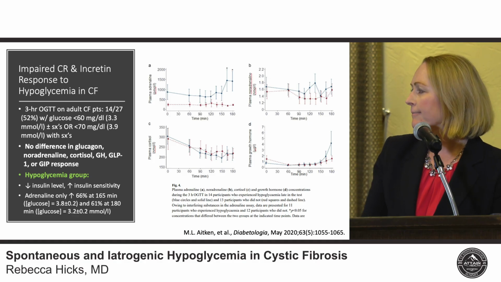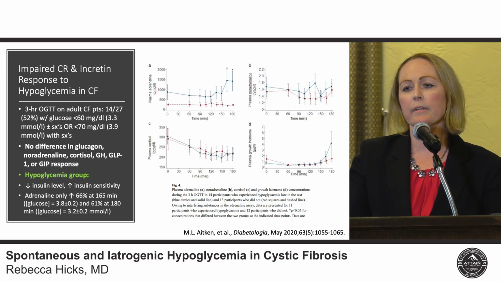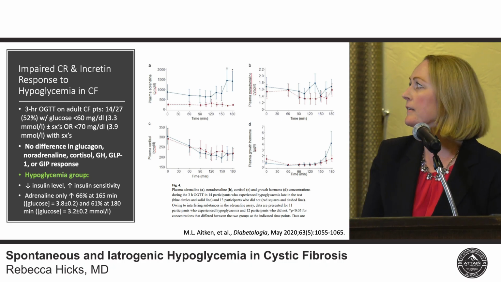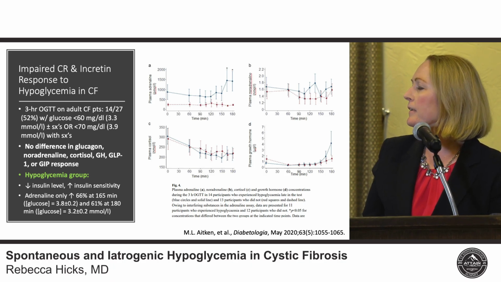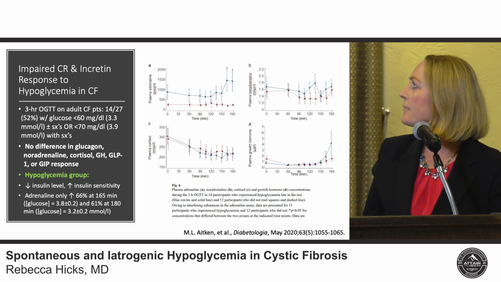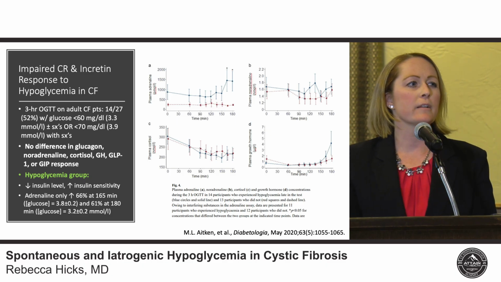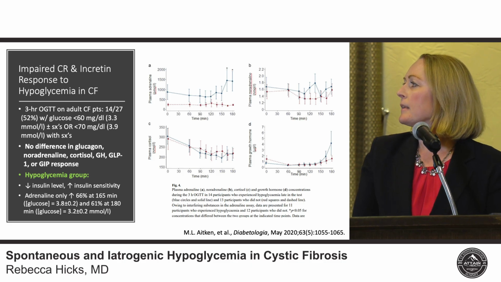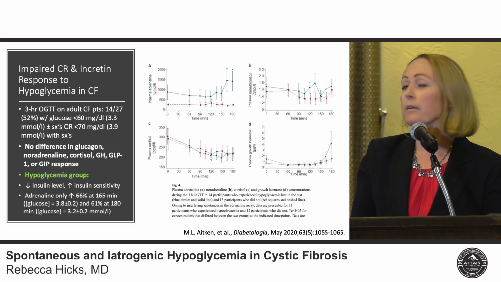More recently, Aitken published a paper that showed impaired counter-regulatory response and incretin response to hypoglycemia in CF patients. So you can see here that there wasn't any difference in any of the counter-regulatory hormones except with adrenaline. But even then, it happened later at 165 and 180 minutes. And this was on an extended 3-hour OGTT. And it only increased by about 66% at 165 minutes, and 61% at 180 minutes in the hypoglycemia group. There was also no difference in GLP-1 or GIP response.